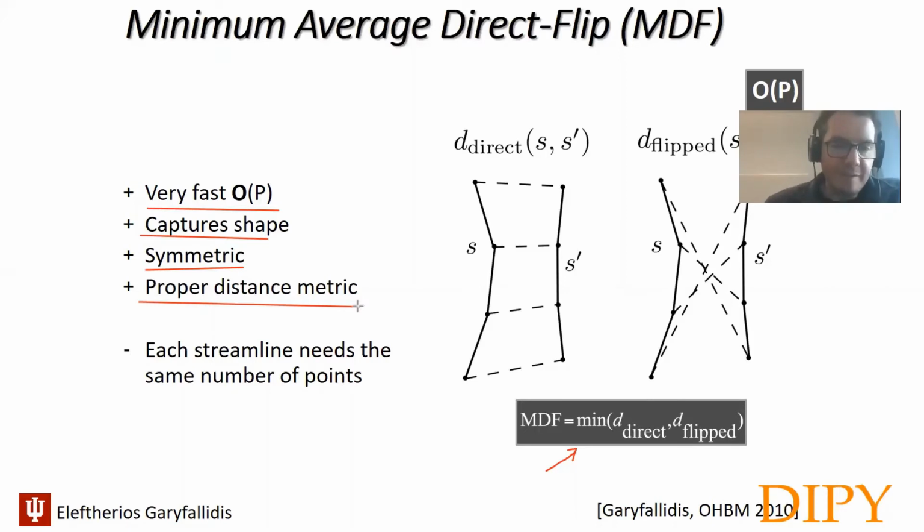So each streamline needs the same number of points. That's the only negative here. So you have to pre-process your streamlines to have the same number of points. But that also is done very easily by interpolating the streamline along its length.